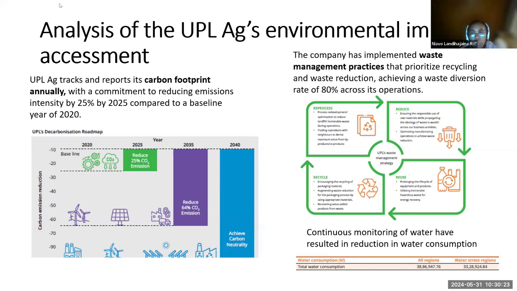The company has also implemented waste management practices that prioritize recycling and waste reduction, achieving a waste diversion rate of 80% across its operations. This is the main waste management practice by UPLHG. First, they intend to reduce their waste, and reuse, recycle, and reprocess all the waste from their operations.